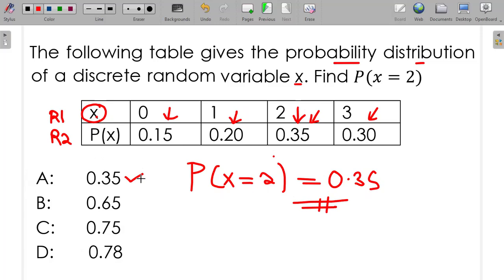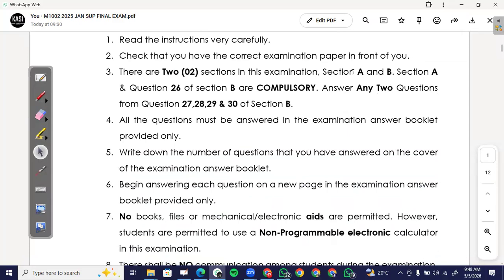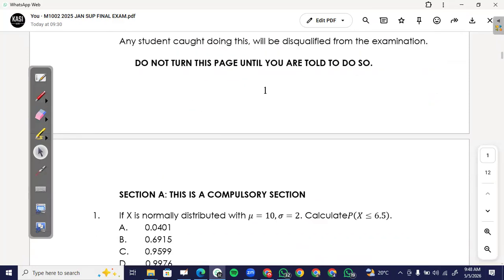This here is just one of the questions that we got from the exam past papers. Let me show you the exam past paper. For example, this is the 2025 exam past paper, and it has two sections, section A and B. Section A has 25 multiple choice questions. Section B has 5 structured questions, and we've answered all the questions to help you prepare for your final exam.